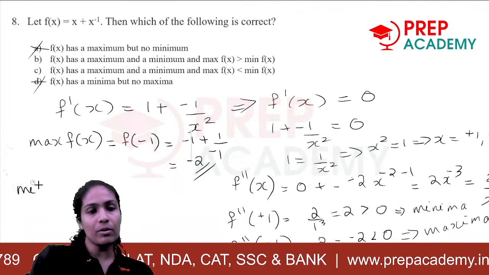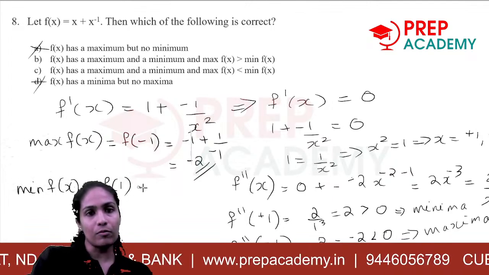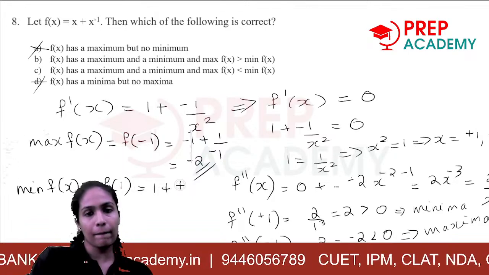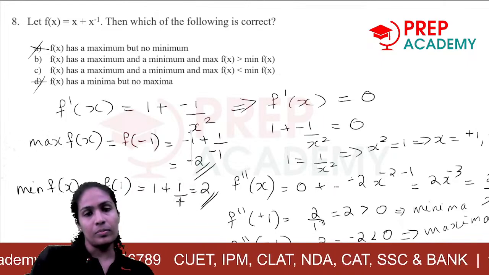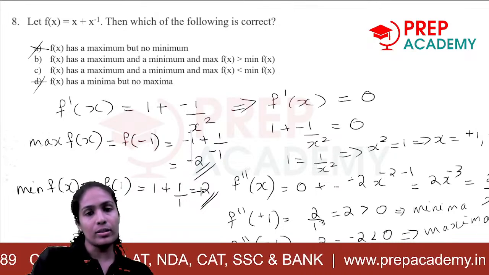Now the minimum of f of x is obtained at 1, that is f of 1. F of 1 is 1 plus 1 by 1, which is equal to 2. So the maximum of f of x is minus 2 and the minimum of f of x is 2.